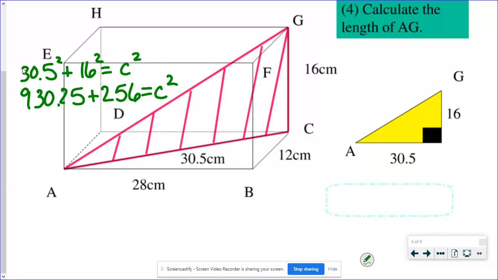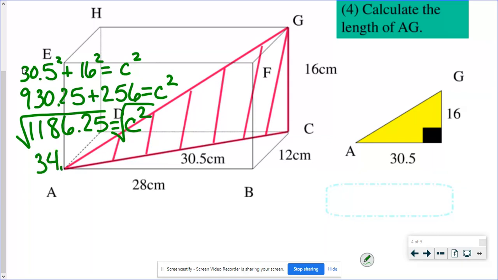When I add those, I get 1186.25 equals c squared. And then we'll do square root and square root. So the square root of that answer will be 34.44 something, so it'll be 34.4 for my diagonal.